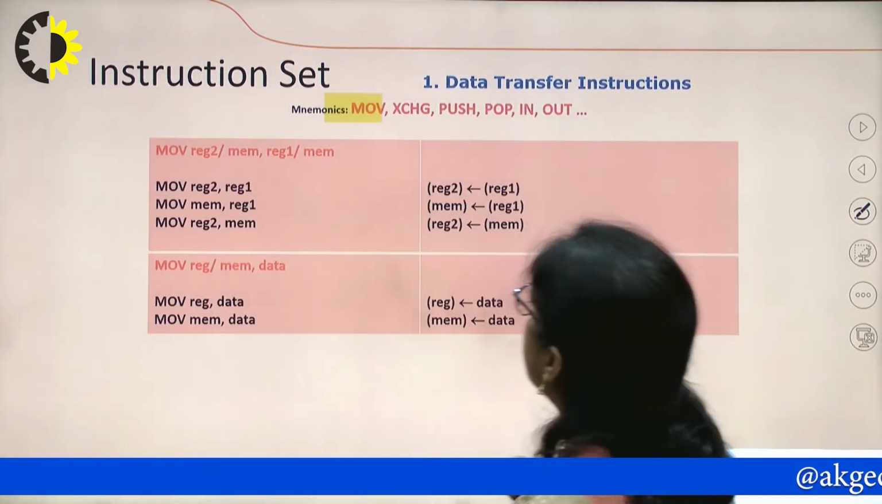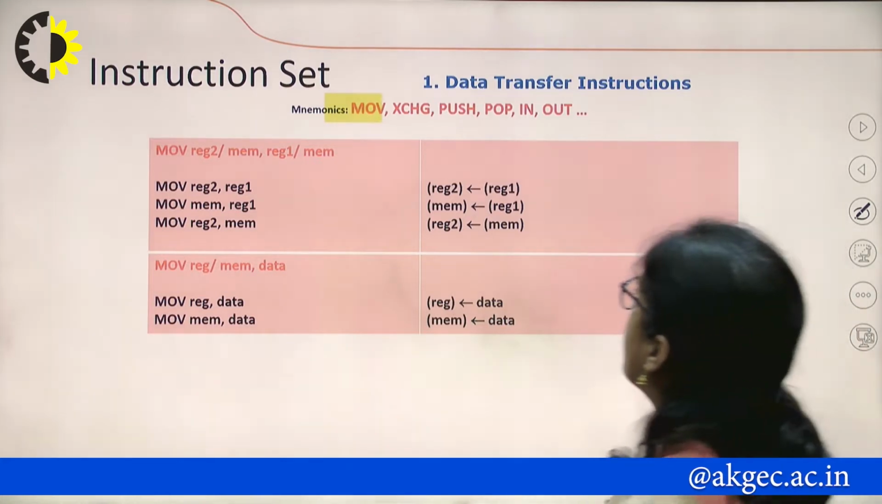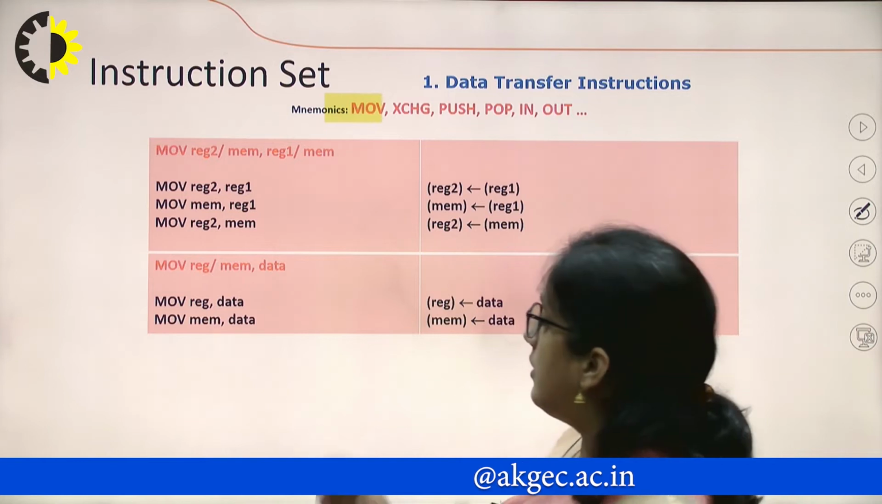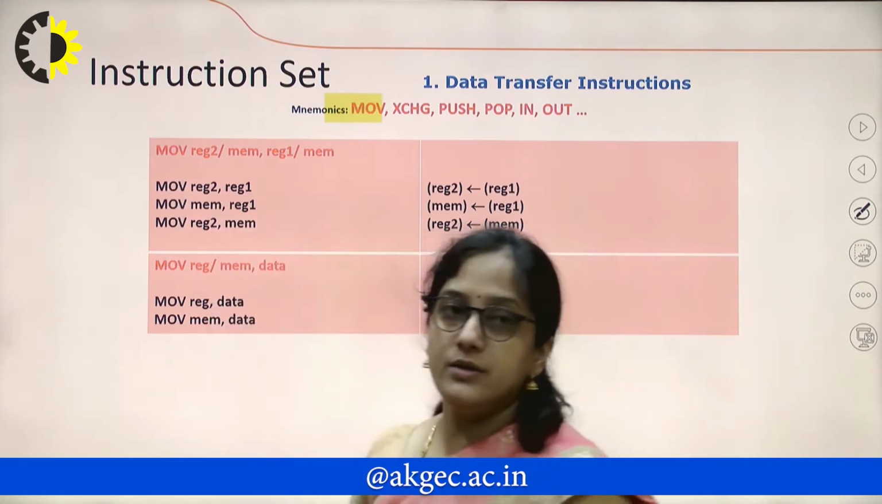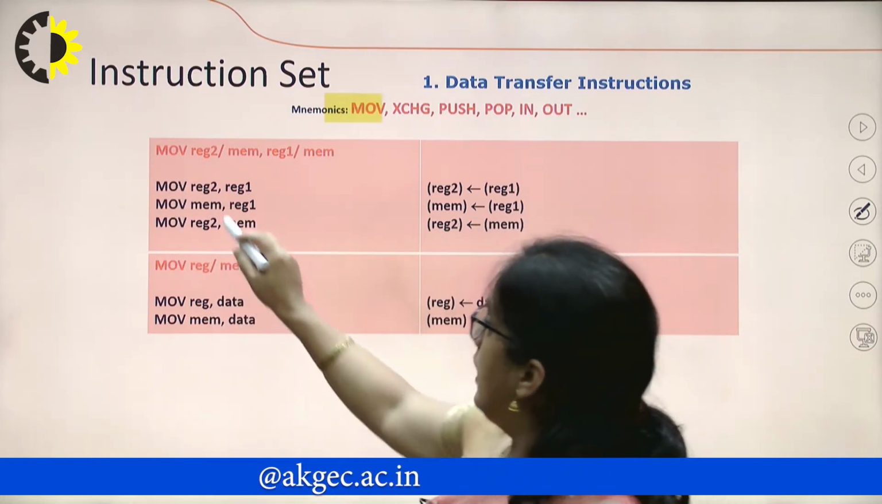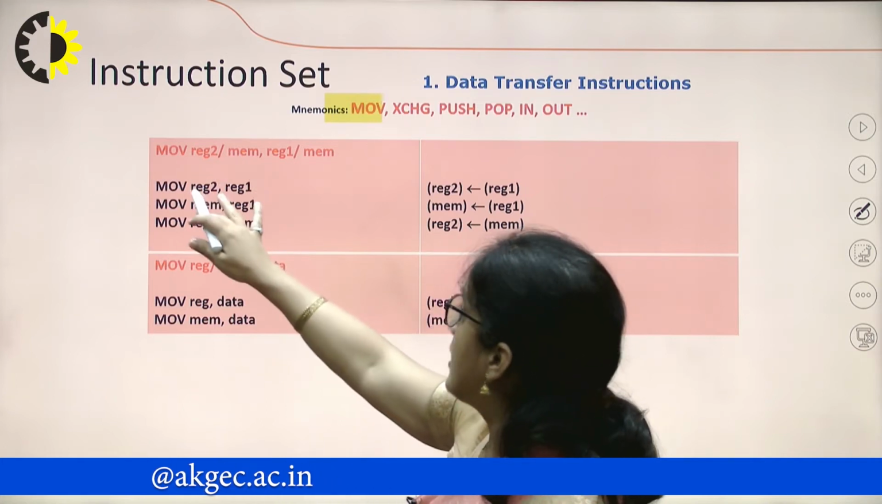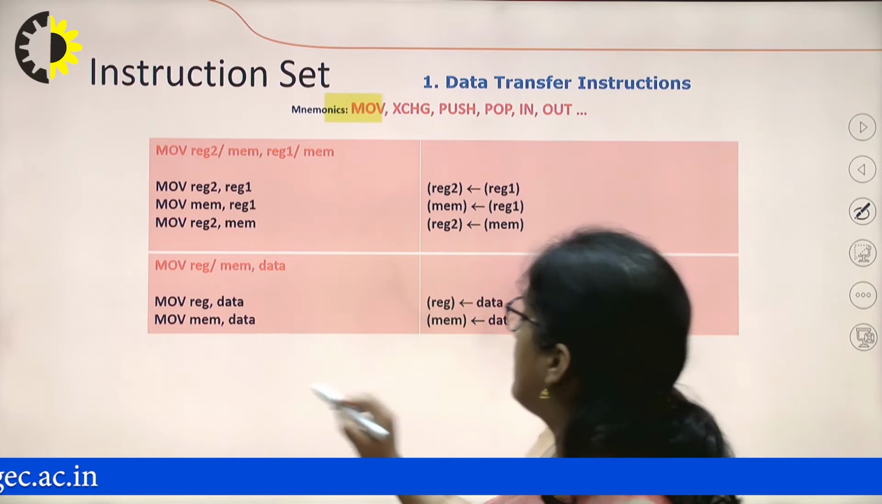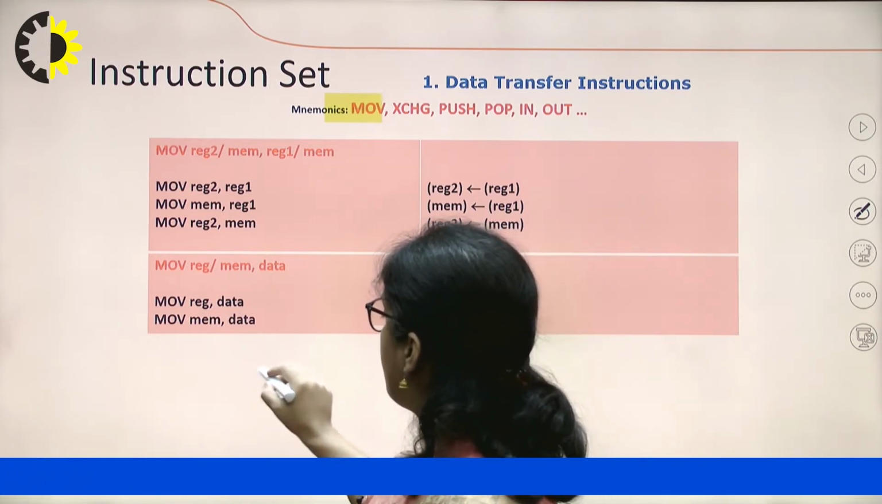These are some instructions which come under the category of data transfer instructions. MOV is the mnemonic which we are using. We specify the destination first, and then we specify the source. So we will write MOV.